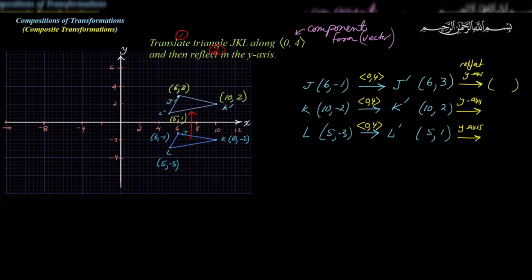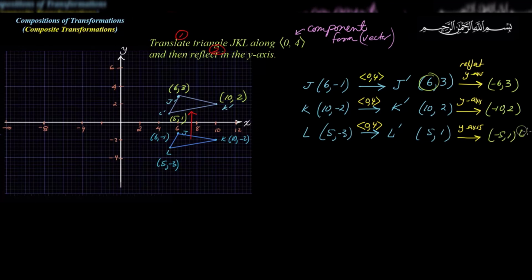So now reflecting means the y coordinate won't change. It'll be the same height, but you just have to take it to this side. The x coordinate would change. So in this case, 6 will become a negative 6. So I'll have a negative 6, and the y coordinate will remain the same. It will not change if I'm to reflect it about the y-axis. Cool. And then K prime will become (-10, 2). And L prime will become (-5, 1).